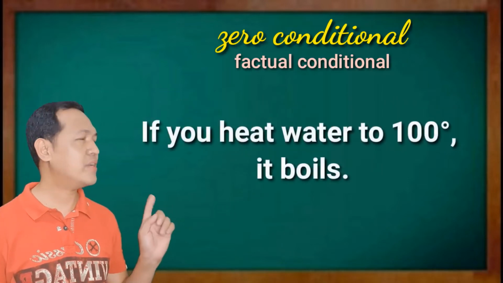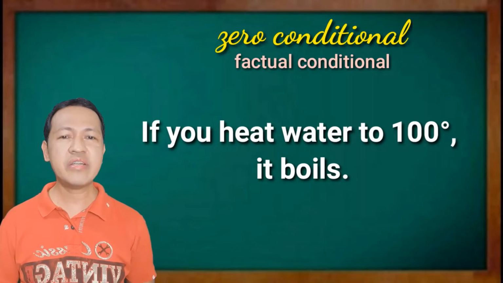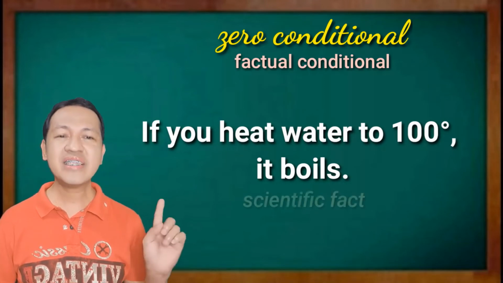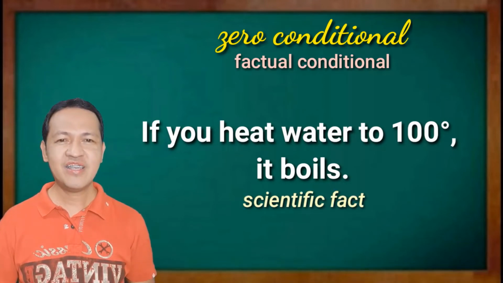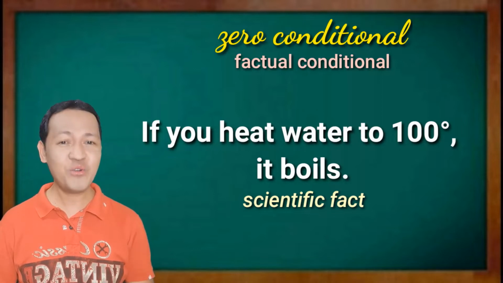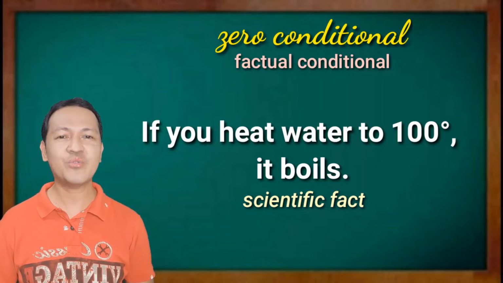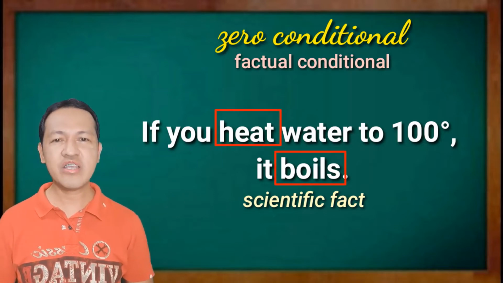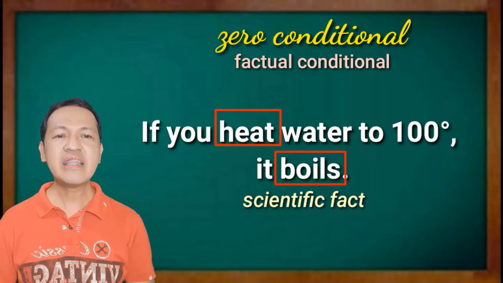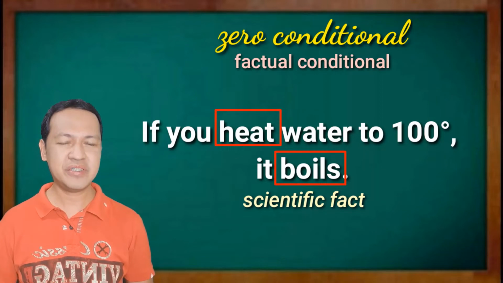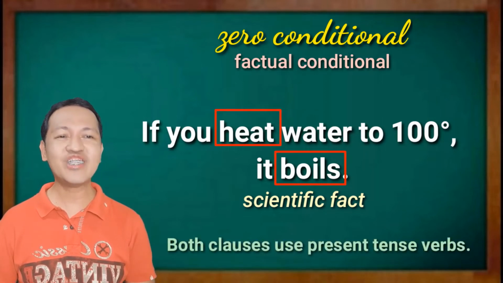Look at this example. If you heat water to 100 degrees, it boils. This is a scientific fact. You have been doing this many times and you know that water always boils when you heat it to 100 degrees. Both the if clause and the main clause use present tense verbs. Heat and boils are present tense verbs. Zero conditional is the easiest to remember because both clauses use present tense verbs.